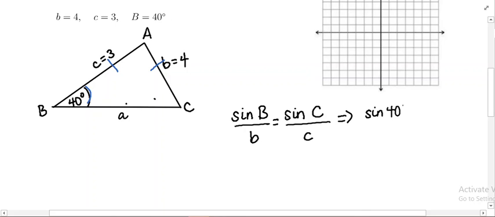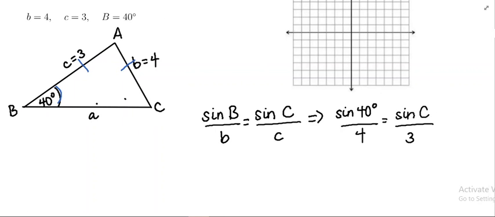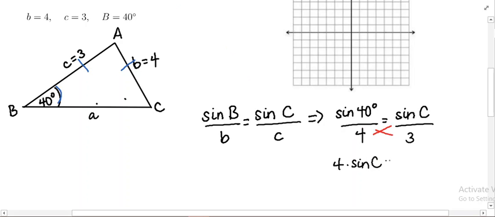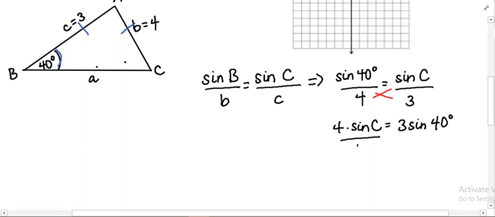If we plug in, this tells us that the sine of 40 degrees over 4 is equal to the sine of angle C, which we don't know, over side length C, that's 3 units. We've got one unknown here, that's angle C. We've got to cross multiply. That tells us that 4 times the sine of C is equal to 3 times the sine of 40 degrees. Then we divide both sides by 4. That tells us that the sine of C is 3 times the sine of 40 degrees over 4.